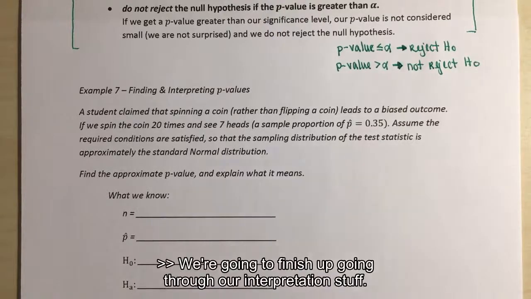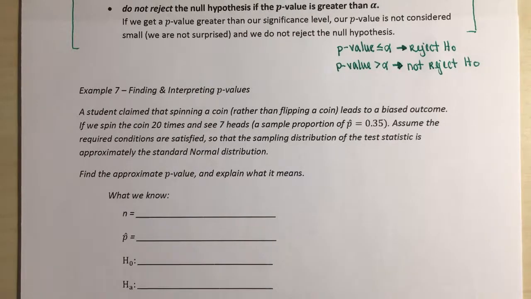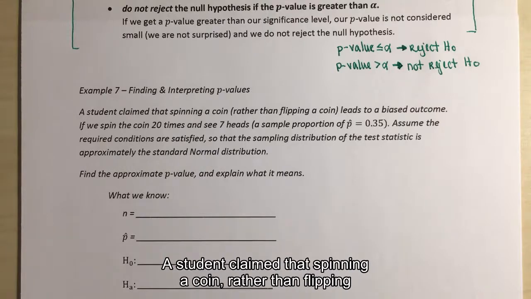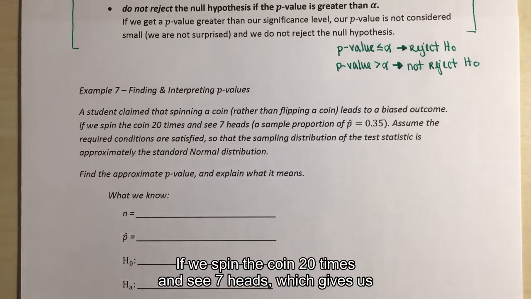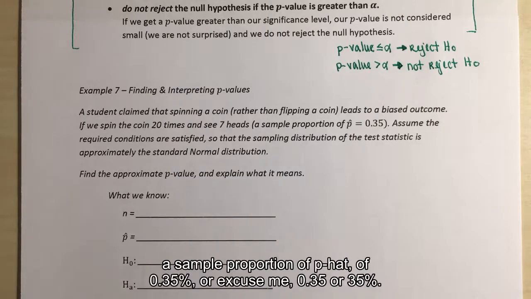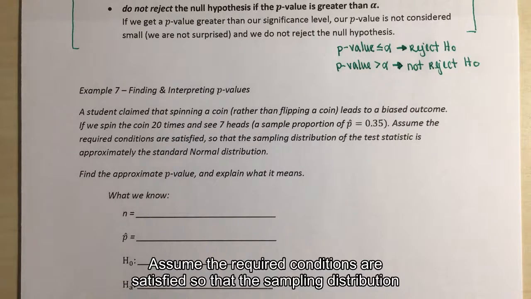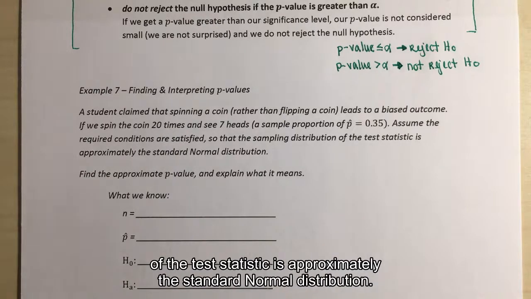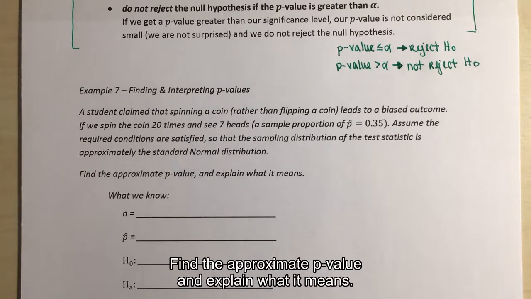Right, so we're going to finish up going through our interpretation step, and we're going to use the information that was printed up above at the top of the page. A student claimed that spinning a coin rather than flipping a coin leads to a biased outcome. If we spin the coin 20 times and see 7 heads, which gives us a sample proportion of p hat of 0.35, or 35%, assume the required conditions are satisfied so that the sampling distribution of the test statistic is approximately the standard normal distribution. Find the approximate p-value and explain what it means.